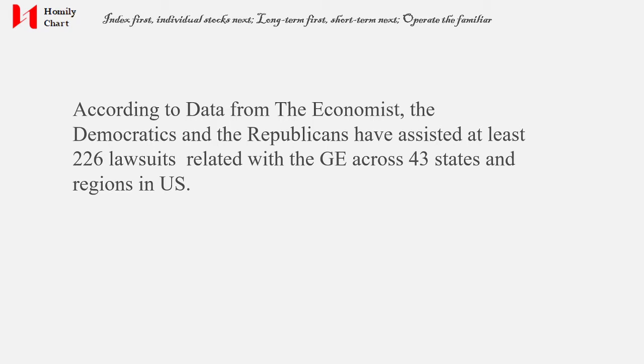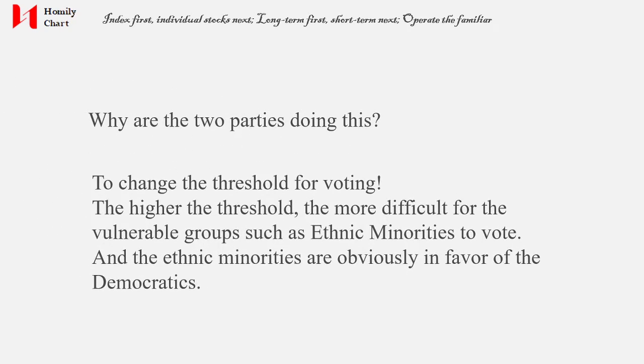What's the reason behind it? The reason would tell us the key factor that would influence the final result of the U.S. general election. Why are the two parties pursuing so many lawsuits related to the general election this year, right? Okay, the reason is because they want to change the threshold for voting.